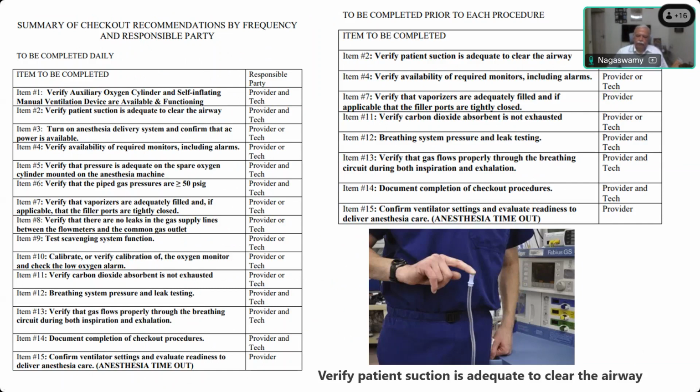Vidya? Sir? At what pressure will the suction stick to your finger without falling down? What is the normal suction that is required? It's minus 200 to minus 300. Minimum minus 300. Okay. Negative pressure of 300 millimeters of mercury is the right answer. So this is how you check for the adequacy of suction.